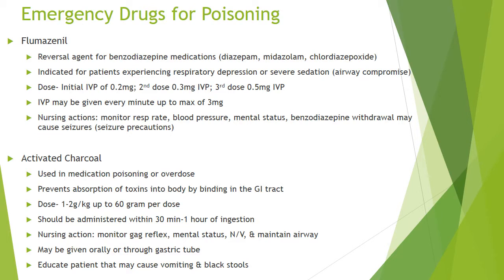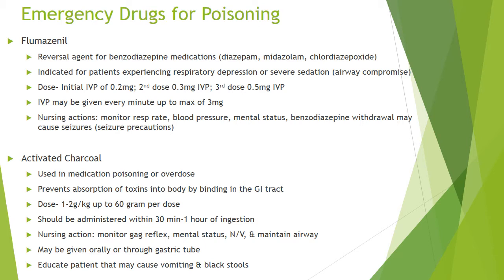Flumazenil is a reversal agent used for treatment of overdose or poisoning of benzodiazepine medications such as diazepam or midazolam. It is indicated in patients that are having respiratory depression or severe sedation that is causing an airway compromise. The initial dose is 0.2 milligrams. We give it IV push, and they can follow by a second dose of 0.3 milligrams and a third of 0.5. It can be given every minute up to a maximum of 3 milligrams.